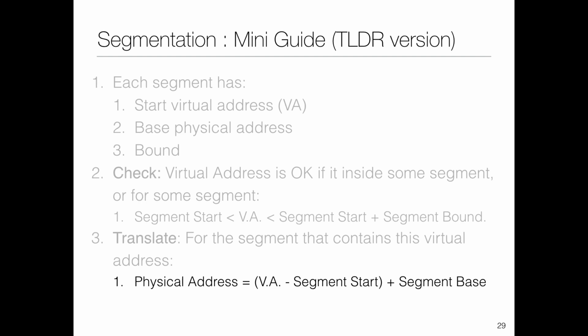So let's say we have some virtual address. It belongs to segment start plus segment bound. It is somewhere in there. We subtract the segment start from the virtual address. Now segment start corresponds to segment base. So segment start plus segment base, and you subtract this from. Simple formula. If you still don't get it, I'd suggest drawing these things out. That usually makes it very clear.